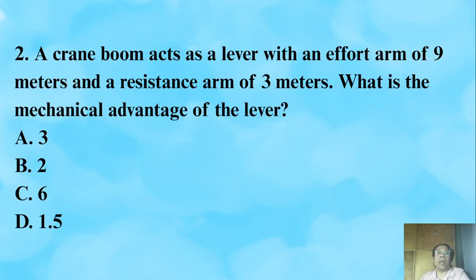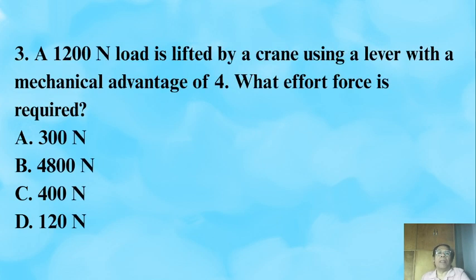Number 2. A crane boom acts as a lever with an effort arm of 9 meters and a resistance arm of 3 meters. What is the mechanical advantage of the lever? Letter A, 3, letter B, 2, letter C, 6, letter D, 1.5. Number 3, a 1,200 Newton load is lifted by a crane using a lever with a mechanical advantage of 4. What effort force is required? Letter A, 300 Newton. Letter B, 4,800 Newton. Letter C, 400 Newton. Letter D, 120 Newton.